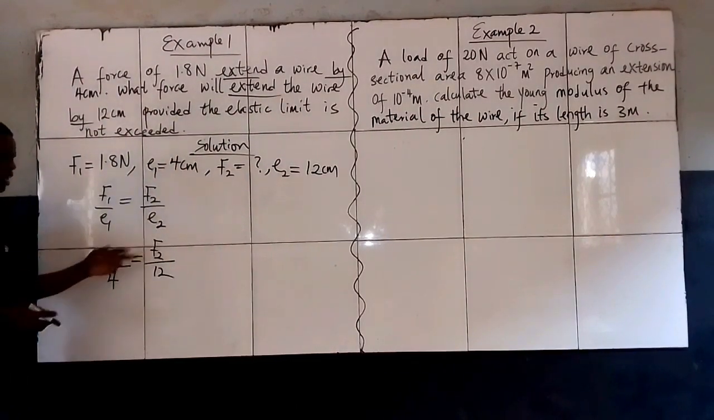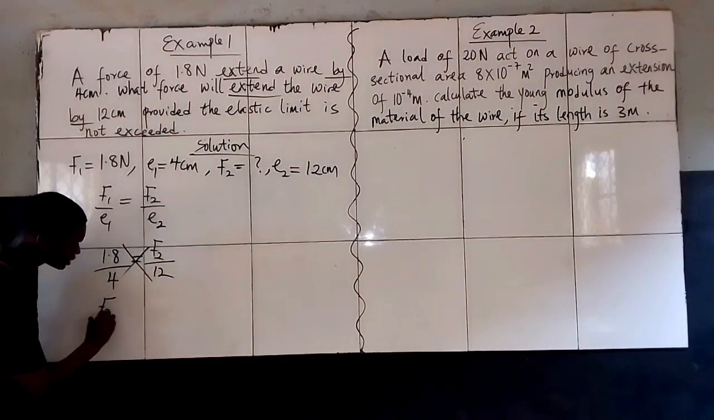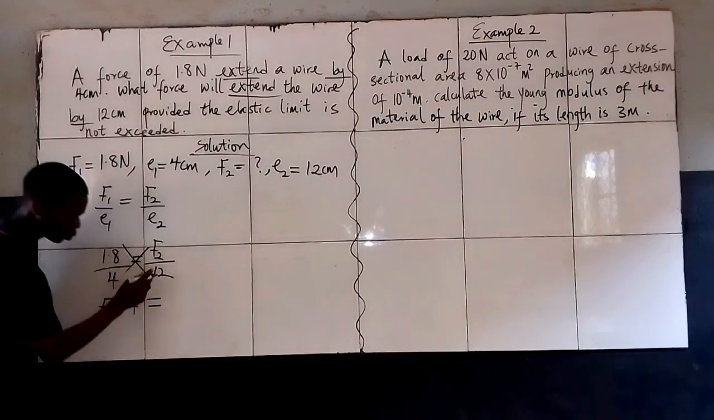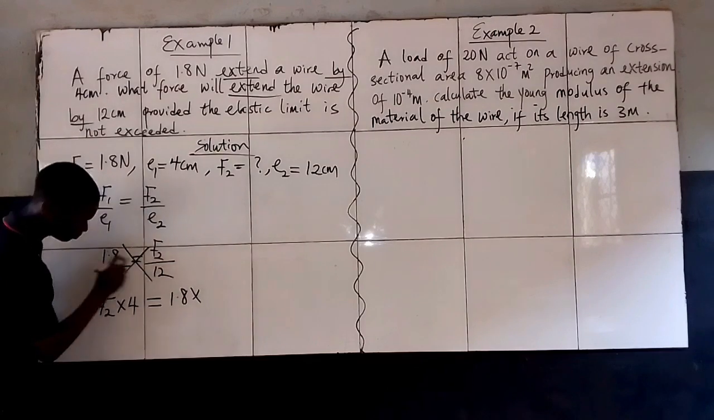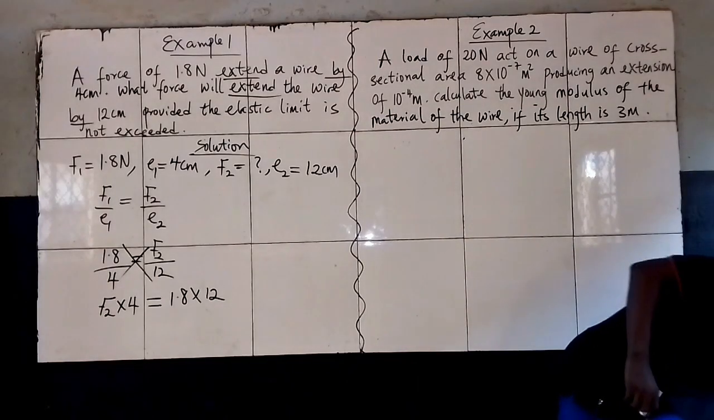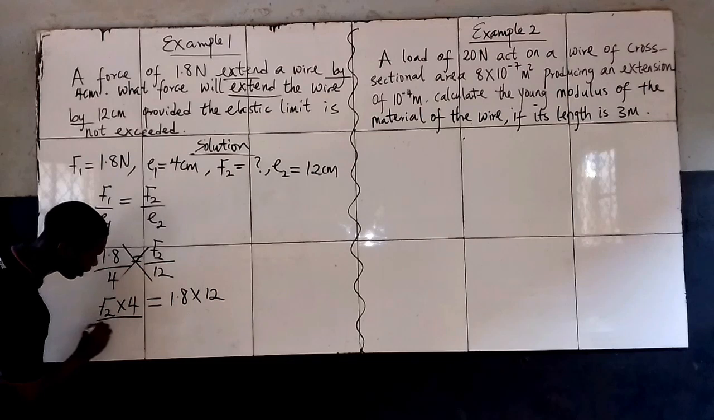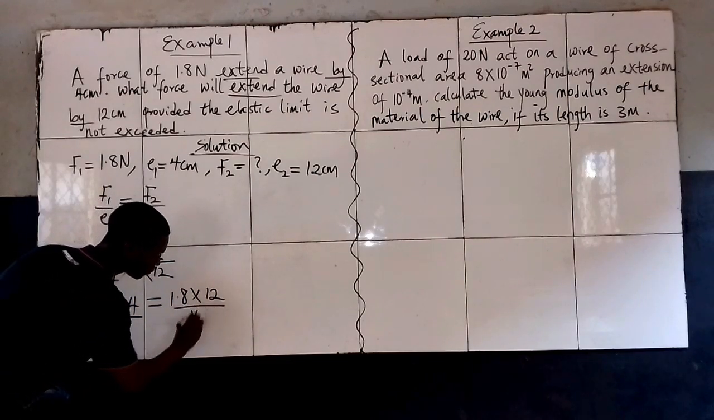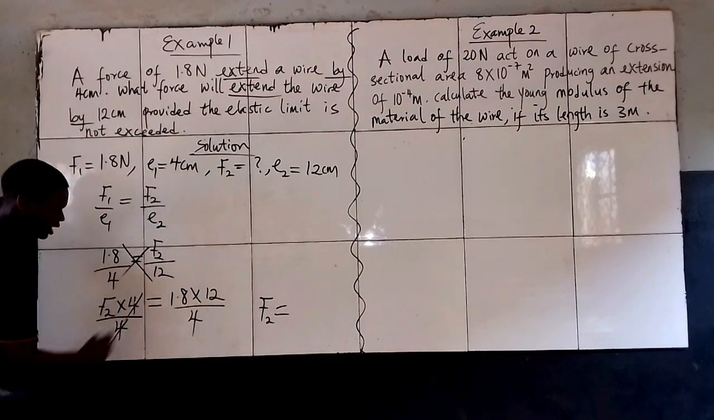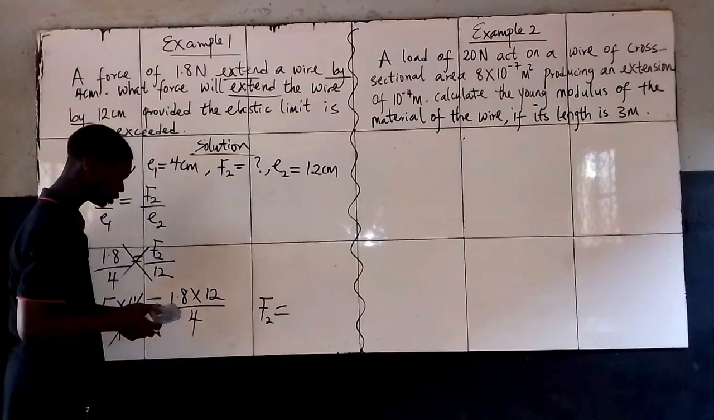So now you have got to this place. What do you simply do to make F2 the subject of the formula? You cross multiply. F2 times 4 will be equal to 1.8 times 12, is it not? So we need our calculator here to solve this part of the question. Because we are looking for F2, we simply divide both sides by 4. So F2 is equal to, cancel, so what is left here is F2.